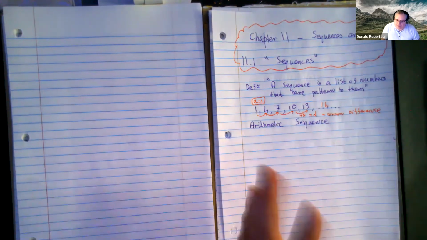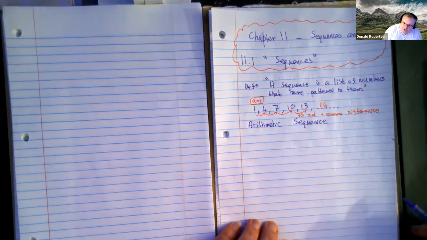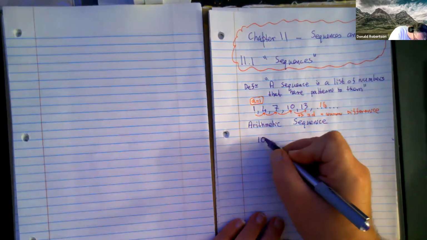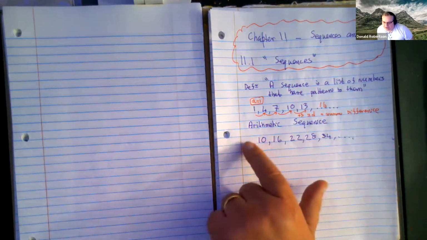So if I just said to you in English, I have an arithmetic sequence. Its start value A is 10, and its common difference is 6. You could generate that sequence. You agree? If all I tell you is you start with 10 and the common difference is 6, wouldn't you start with 10 and just keep adding 6 till you get bored? Any sequence that has that structure to it is called an arithmetic sequence.